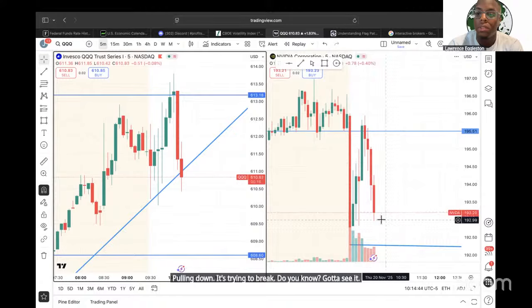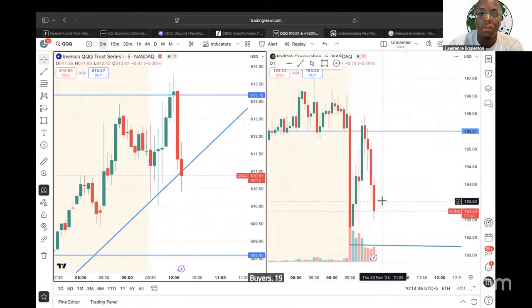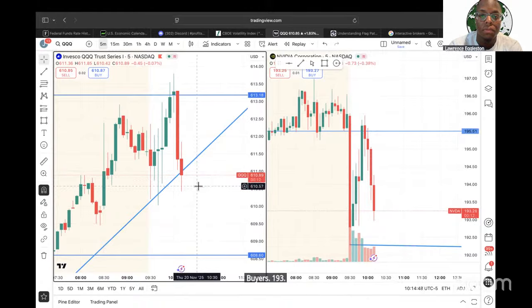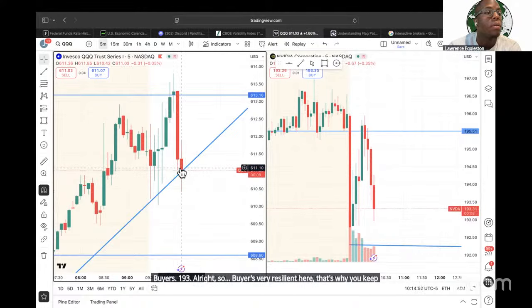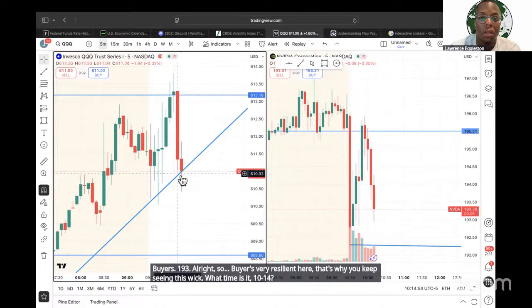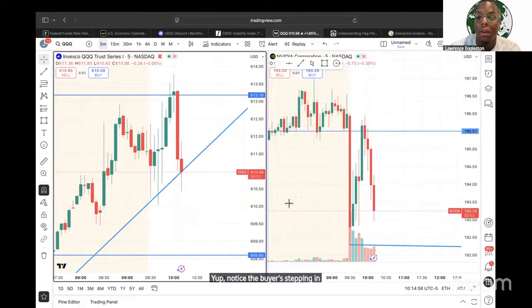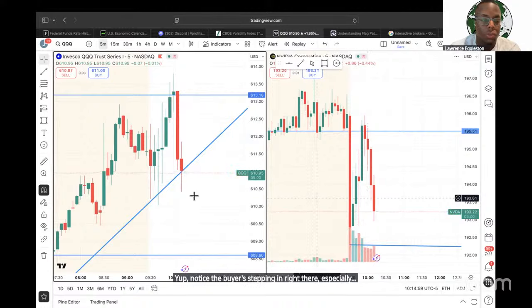Buyers at 193, so buyers are very resilient here. That's why you keep seeing this wick. Yep. Notice the buyers stepping in right there, especially on Nvidia as well.